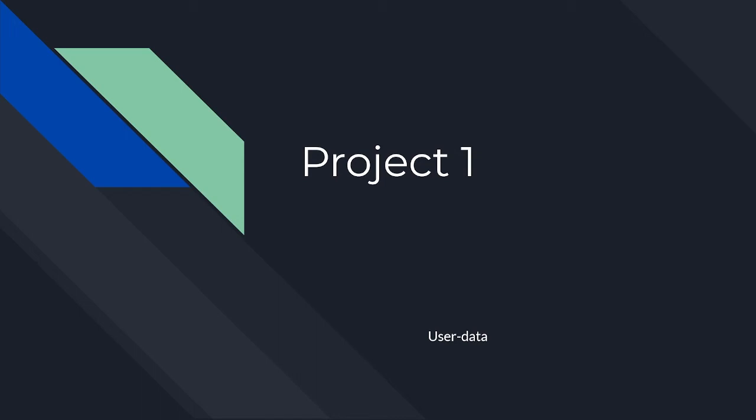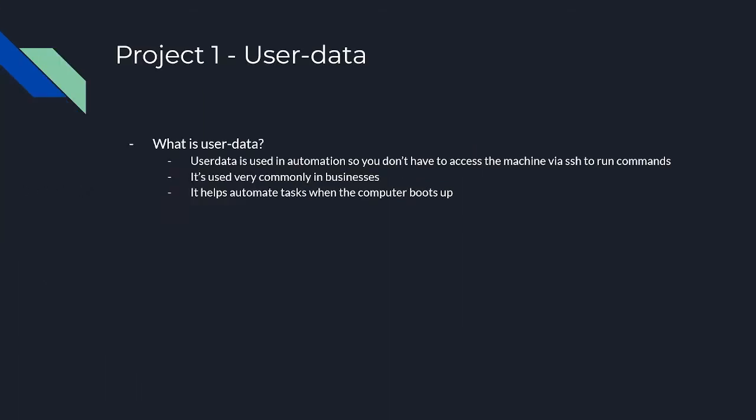So continuing with project one, we're going to be talking about user data. What is user data? User data is a method a lot of people use for automation. Instead of running the commands that we did earlier, such as yum install httpd, you can tell it, hey, when you boot up, please run these commands so I don't have to run them.